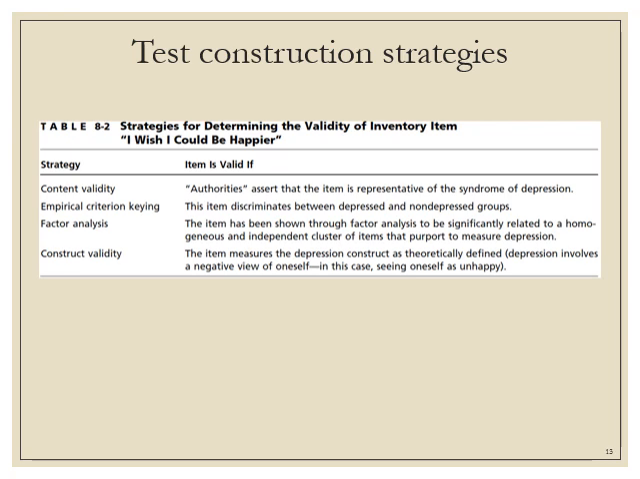In the content validity strategy, the item is valid if authorities, so experts in the field, say that that's valid and say that that's representative of depression. In the empirical criterion keying approach, the item is valid as long as it discriminates between depressed and non-depressed groups.